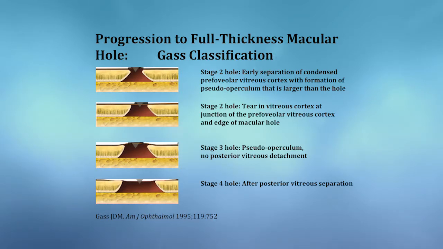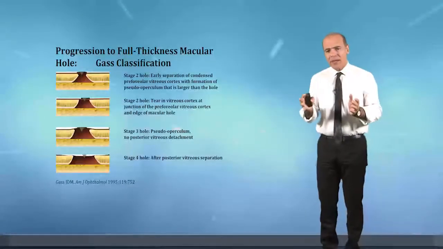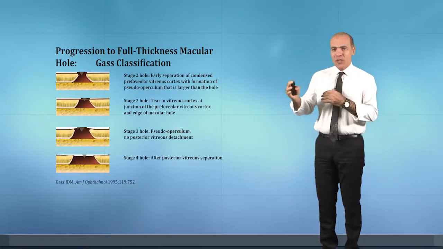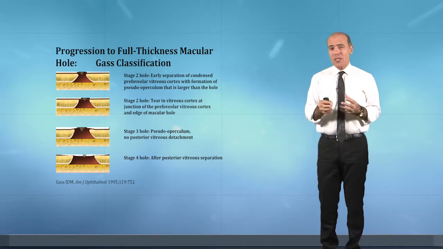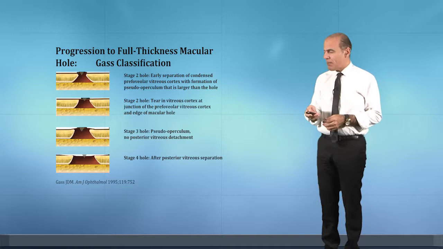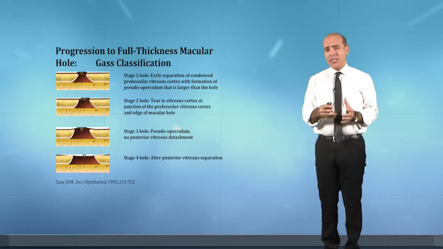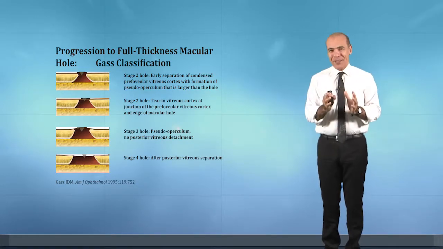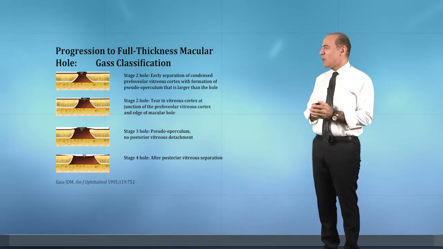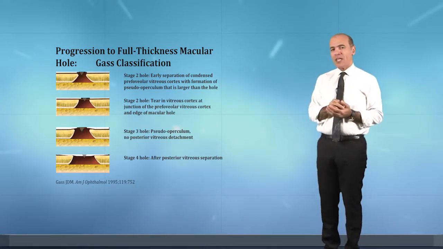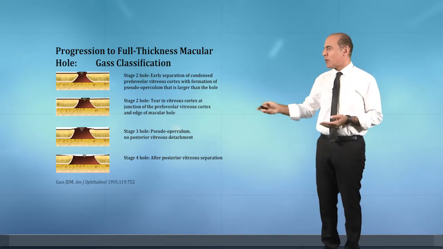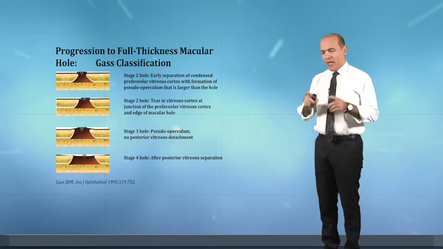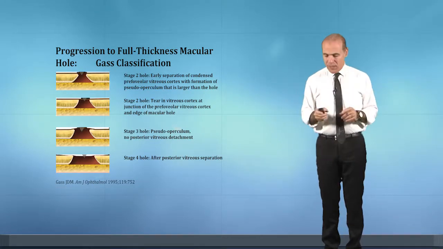All this description basically goes to the anatomy. Sometimes it's hard in real life to exactly differentiate between these stages of the hole, but OCT, especially spectral domain OCT, helps us a lot with that. Going down to stage 3, which is a pseudo-operculum with no posterior vitreous detachment in this patient, the vitreous is still attached. When it is separated, we go directly to stage 4 hole, and the size is getting larger and larger.